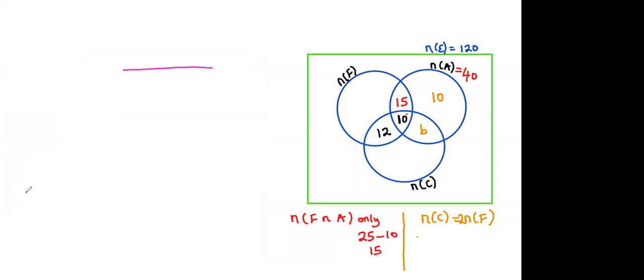So I'm going to let that B first to calculate what B is. You can notice that here B, so I will say A intersection C only. When you look at that set, it is this set here that I'm going to work out with. When you look at that set, you notice that N of A will equal 40.